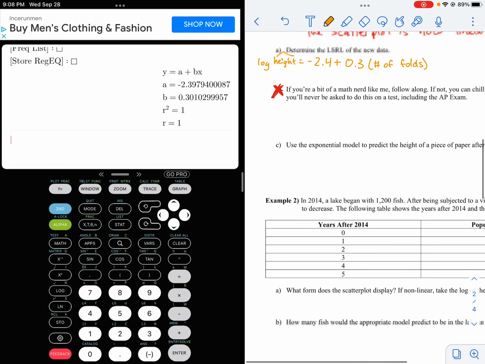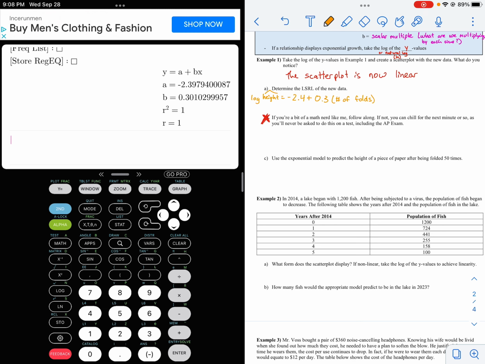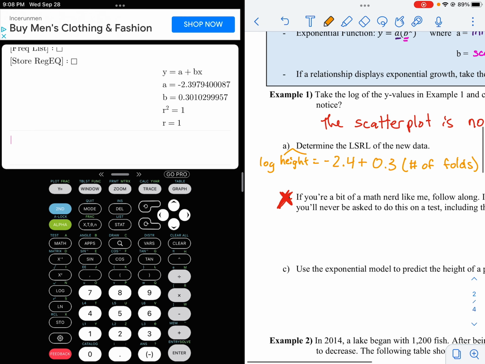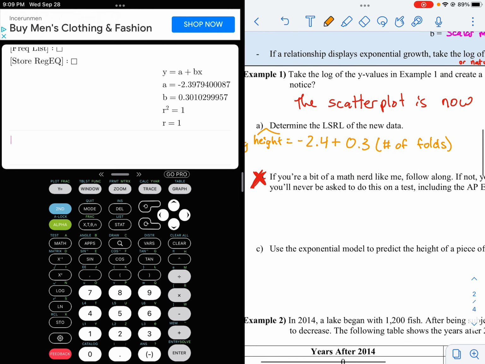in the video. But long story short, we're going to jump to C here, and it says use the exponential model to predict the height of a piece of paper after being folded 50 times. So what we could do is we could plug our 50 into this, and we would get our answer, but we'd still have this log out here in front that we would have to account for. So instead, what we're going to do is this.